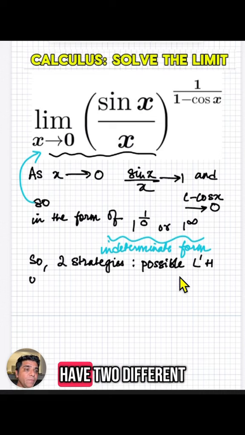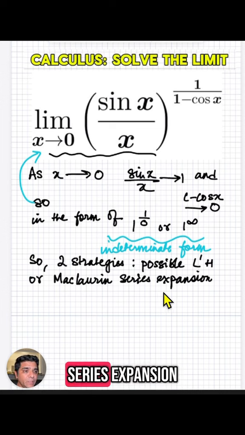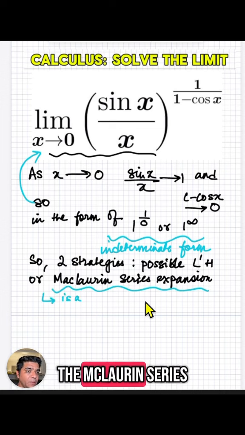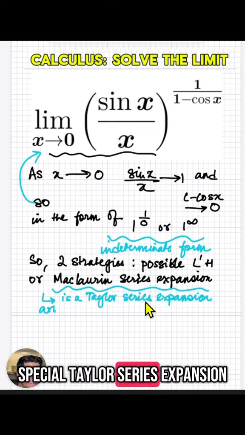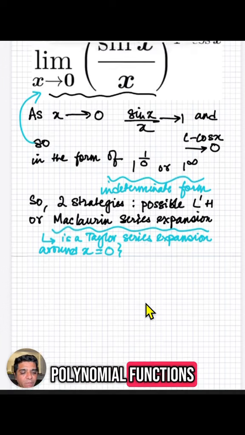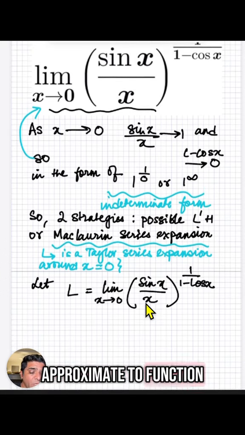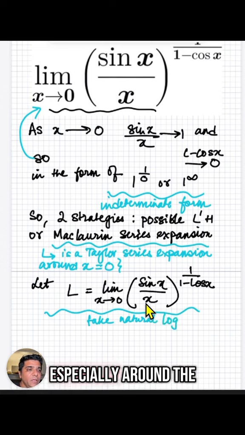So we're going to have two different strategies, perhaps L'Hopital's rule, or we can use the Maclaurin series expansion. I'm going to use the Maclaurin series, which is a special Taylor series expansion centered around 0. It's formed by summing up terms involving a function's derivatives evaluated at 0 and allows us to approximate a function using a polynomial, especially around the origin.